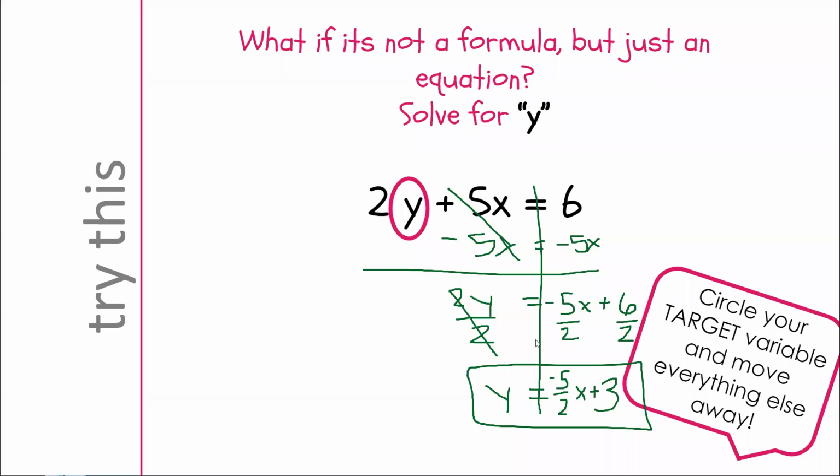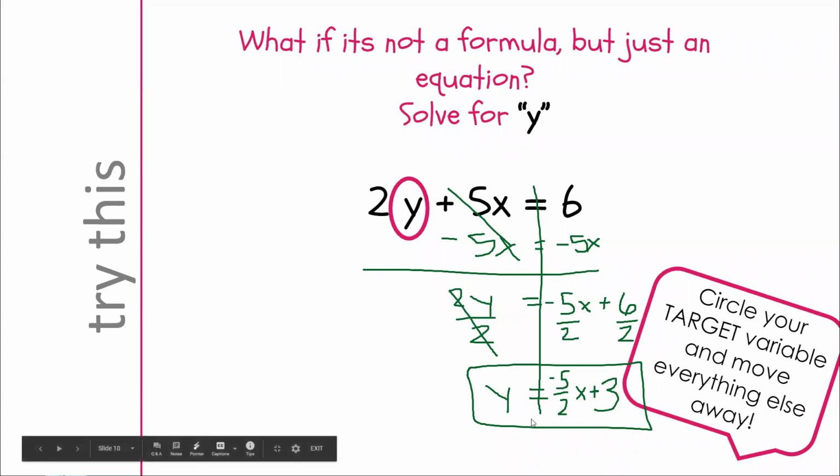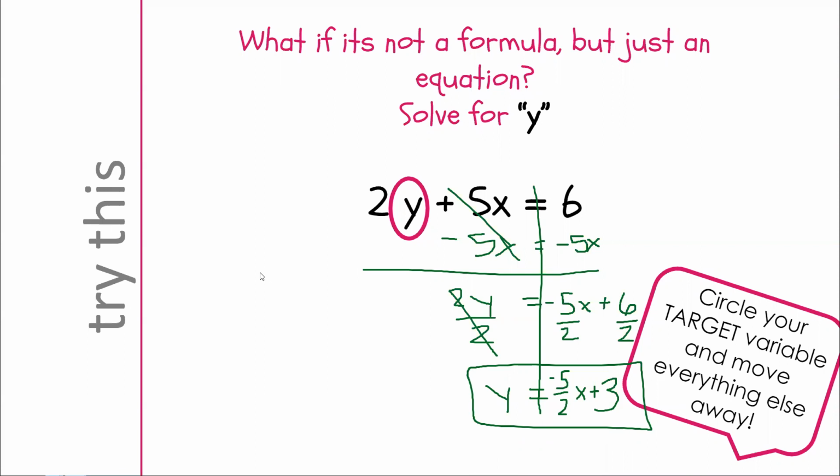And this is my final answer. So y equals -5 over 2 x plus 3. And there's a very specific reason why I wrote it this way. So let's go through the problem first, and I'll explain my logic every step of the way.